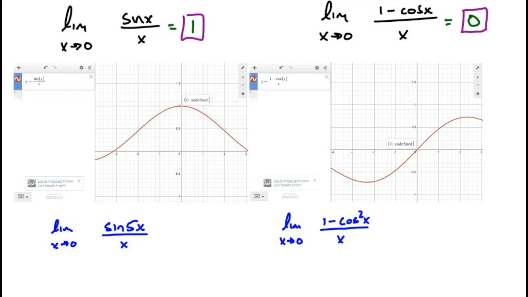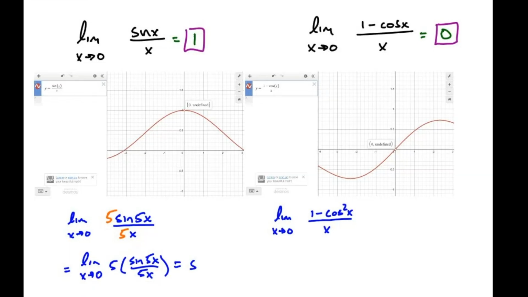We just make the 5x in the sine function match the 5x in the bottom by multiplying the whole fraction by 5 over 5. Now we can rewrite this limit, isolating that sine of 5x over 5x portion, knowing that the limit of that from the fact above is going to equal 1. And now we just end up with our limit equaling 5 times 1. So 5.